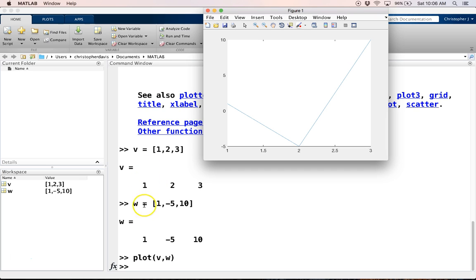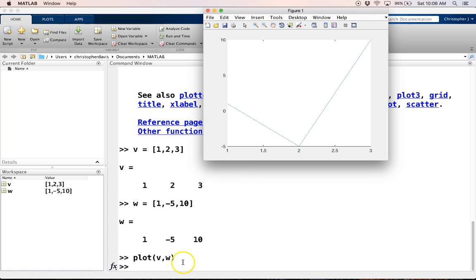It takes the first x coordinate, the first y coordinate, that gives it a point, gives it the point 1, 1. Then it takes the second x coordinate, the second y coordinate, that gives it the point 2, negative 5, and it draws a straight line connecting those. For the last point, 3, 10, again it draws a straight line connecting those. Okay, so that's how it works.